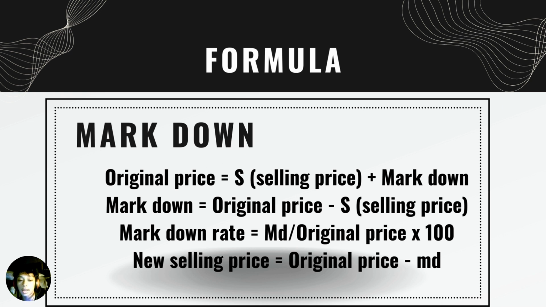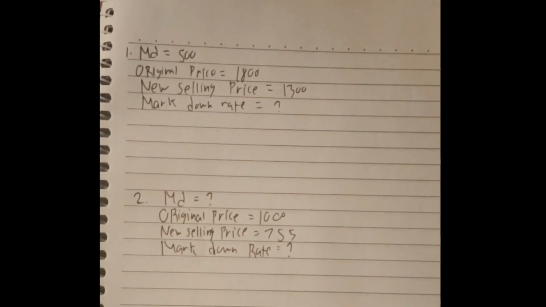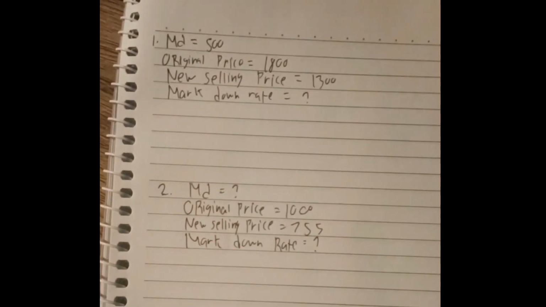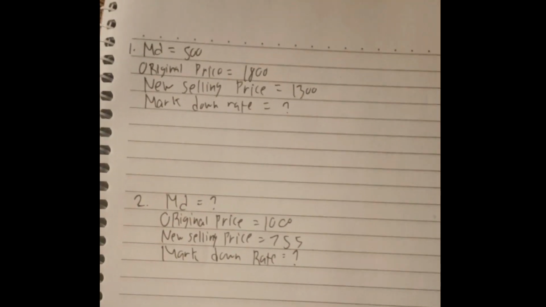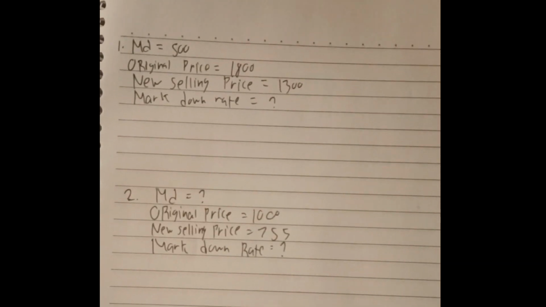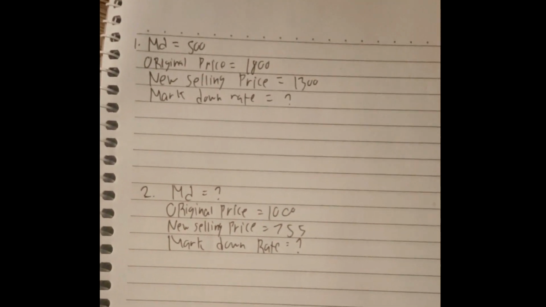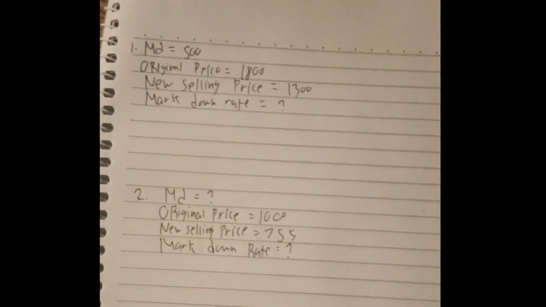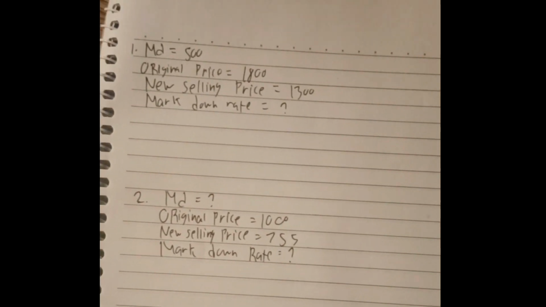And after this slide, I'm going to show you how we apply it. For the example on the markdown, we have three examples here. Number 1, markdown is 500. Original price is 1,800. New selling price is 1,300. But the markdown rate is missing. How are we gonna solve this?